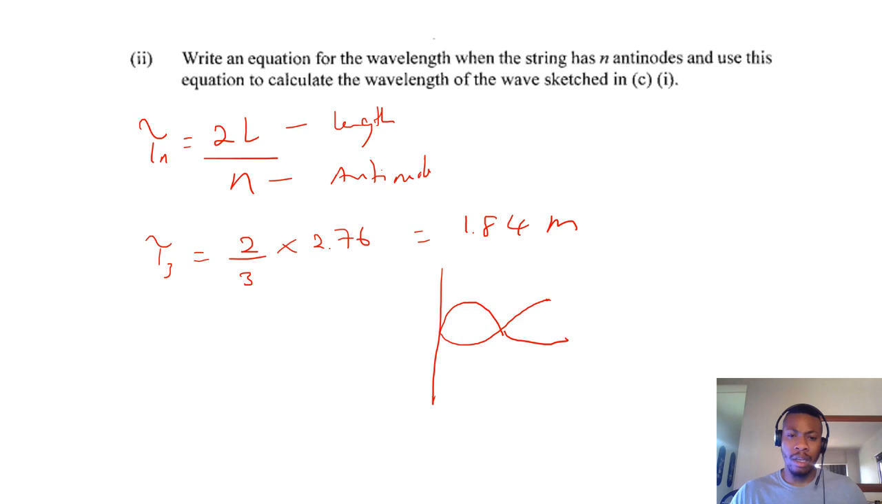Sorry, guys, I'm just trying to sketch this thing quickly. The length of the string, as we said, was practically 2.76. Now, you should note that one wavelength would be from here to here. That's where one wavelength would be, all the way from over here to here. I want to sketch it a bit better so you can see it.